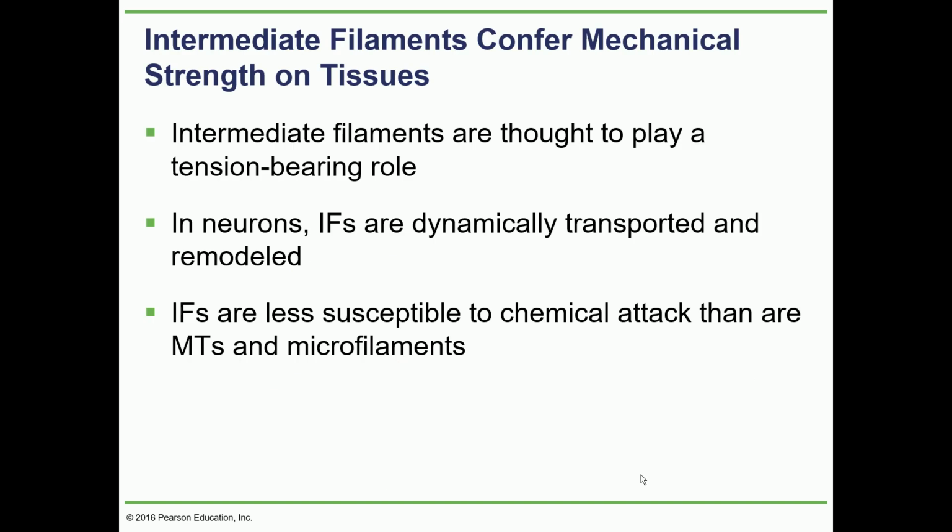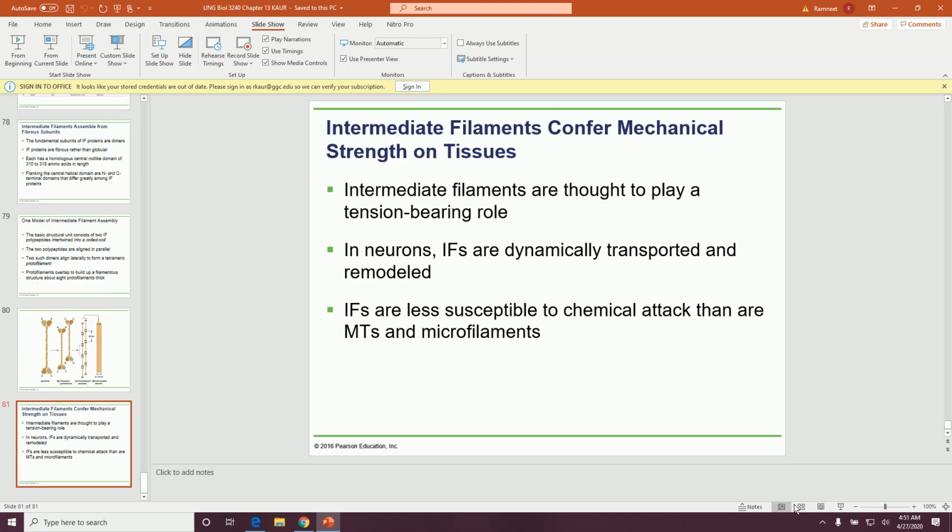And something very important to know about intermediate filaments is that they have a tension bearing role, and they are less susceptible to chemical attack than the microtubules and microfilaments. So that's all about this chapter. Basically this chapter is all information, so it's easy to understand.